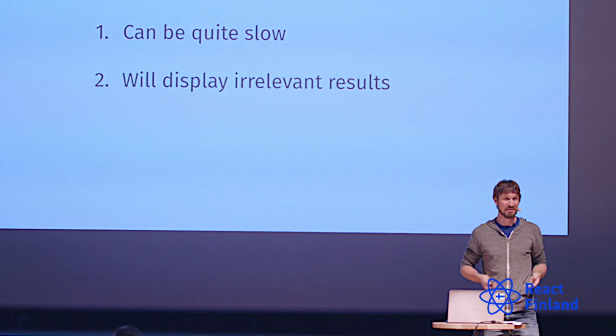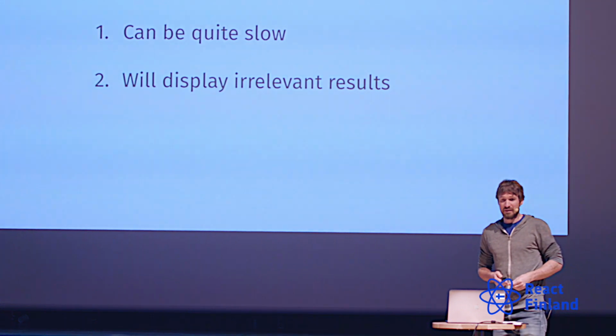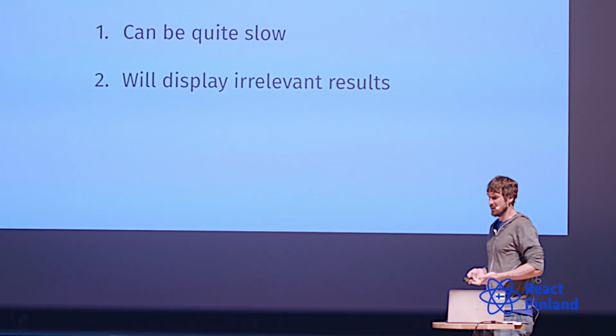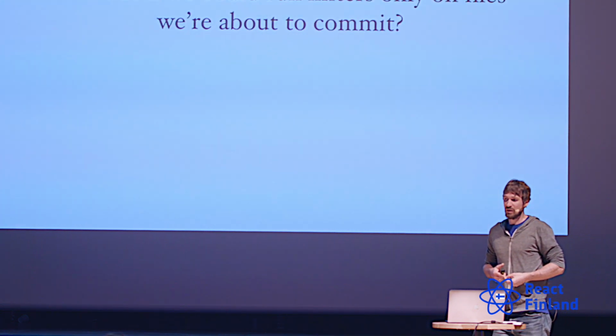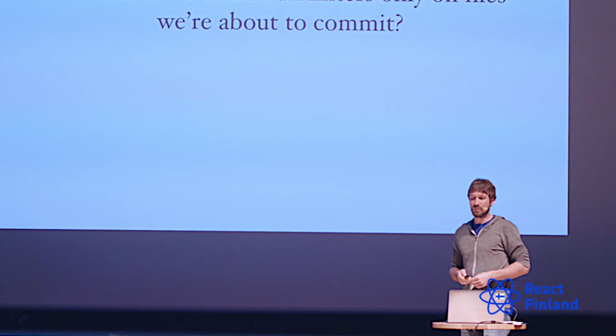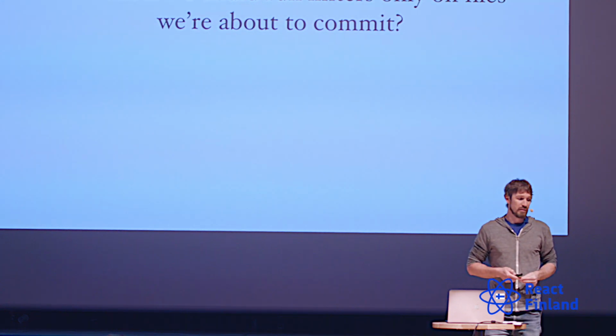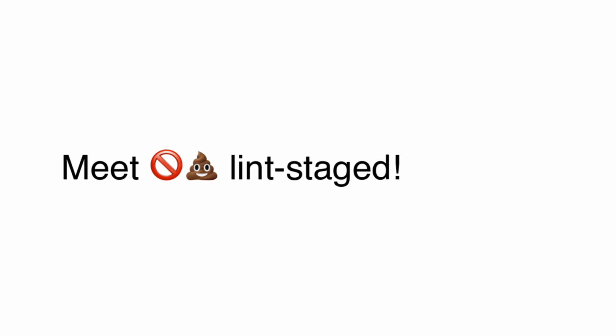So the process of linting starts to be slow, and it also displays these irrelevant results. That made me think, what if we could run linters only on files that we are about to commit? And I looked on npm, and I couldn't find anything. So I wrote my own thing. It's called lint-staged. It has a nice logo. It says, don't put it where.